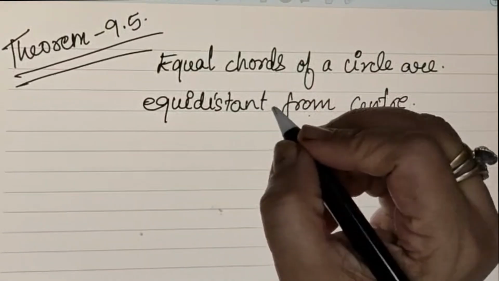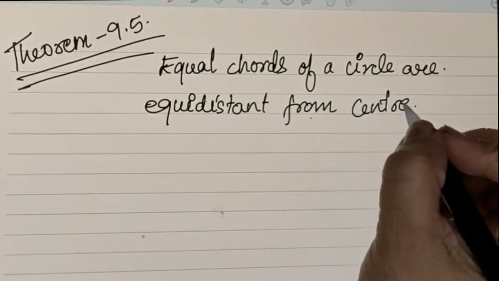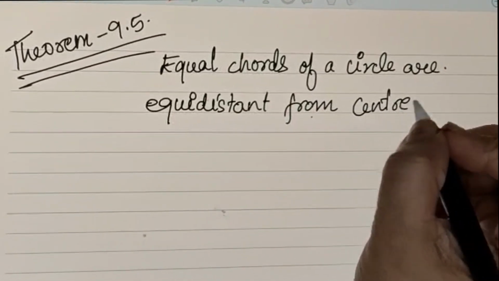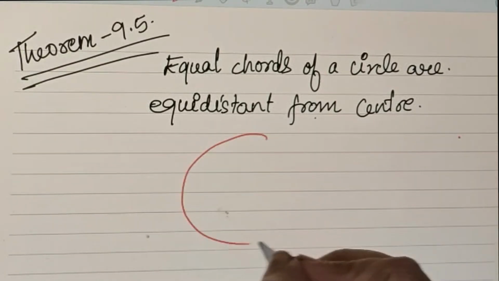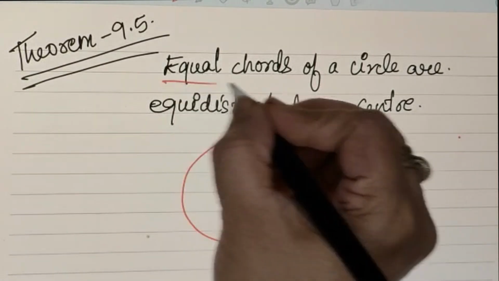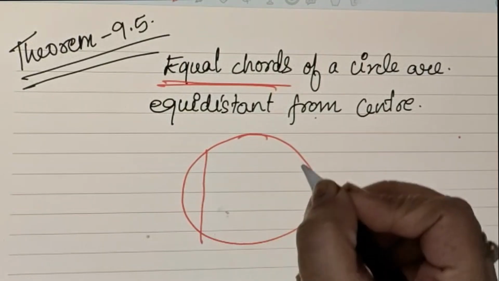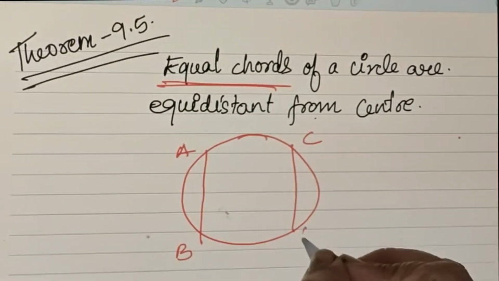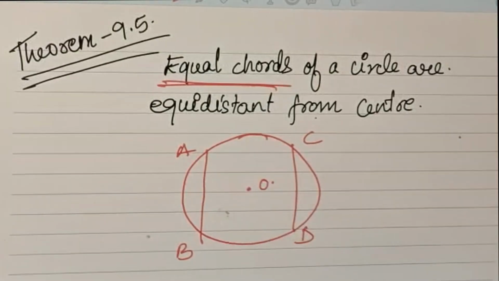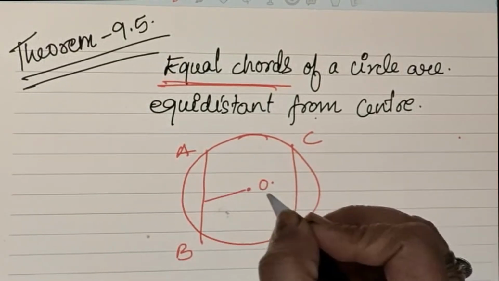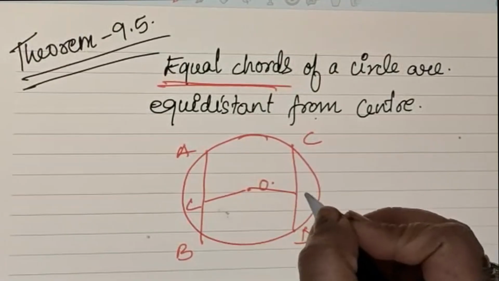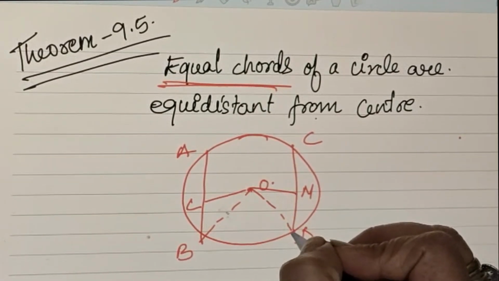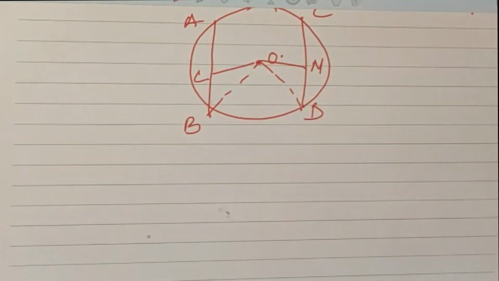Next theorem, which is theorem 9.5: equal chords of a circle are equidistant from the center. Very important theorem. First of all, we will make the figure. Equal chords means if I draw two chords here and they are equal, correct? First thing, this is the center, let it be O. Now this is the distance from the center. I will take it as L and M and join this and this. Figure understood?